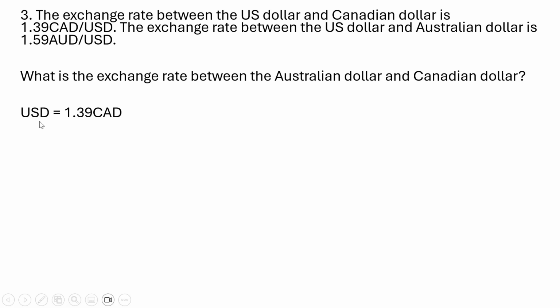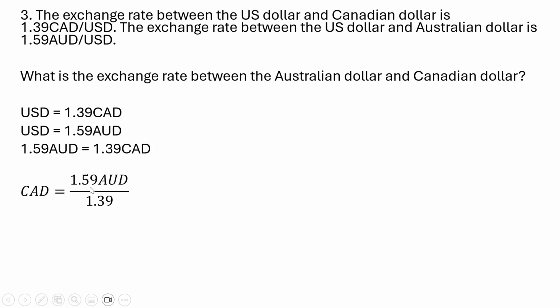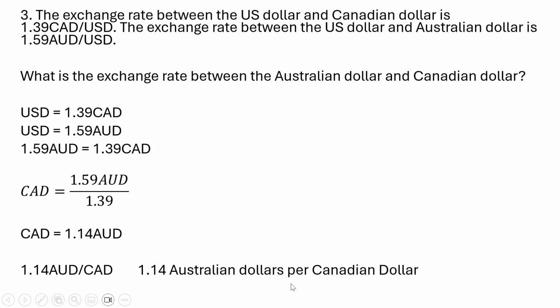So 1 US dollar equals 1.39 Canadian dollars. 1 US dollar equals 1.59 Australian dollars. So setting both of these equations equal to one another and solving for Canadian dollars by dividing through by 1.39. Simplifying this a little bit, 1 Canadian dollar will now trade for 1.14 Australian dollars. Or rewriting, we get the following.